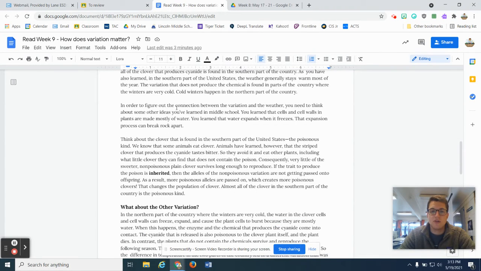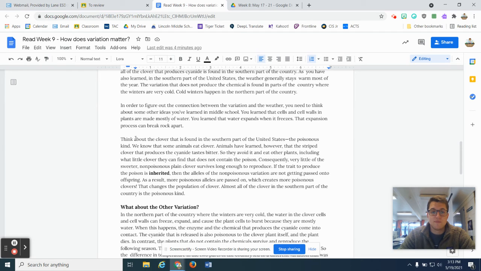In order to figure out the connection between the variation and the weather, you need to think about some ideas you've learned in middle school. You learn that cells and cell walls in plants are mostly made of water. You learn that water expands when it freezes. That expansion process can break a rock apart. Wow, that's how strong it is.